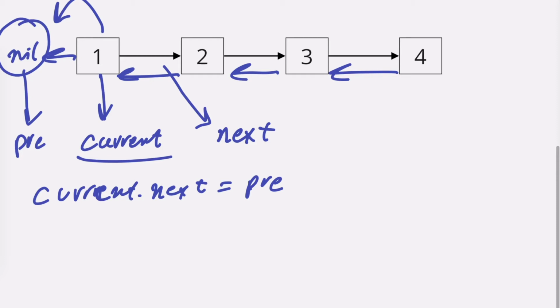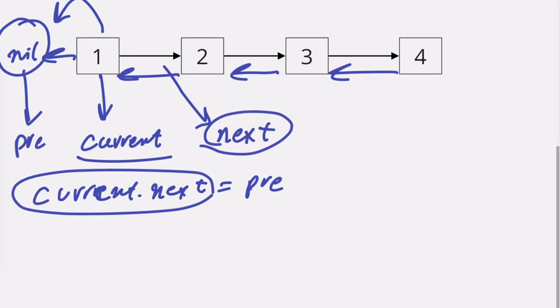But before we change the next one of the current, we have to keep a reference of the next value, and we keep trying to keep those objects together and changing them. Now after we change the current dot next to the previous one, the previous one should be 1 here. We change the previous one to the 1. The current now is equal to the 2. And the next one is now here, 2 to the 3.